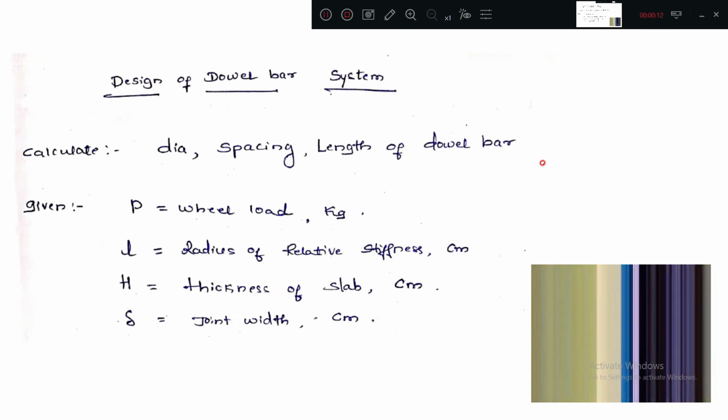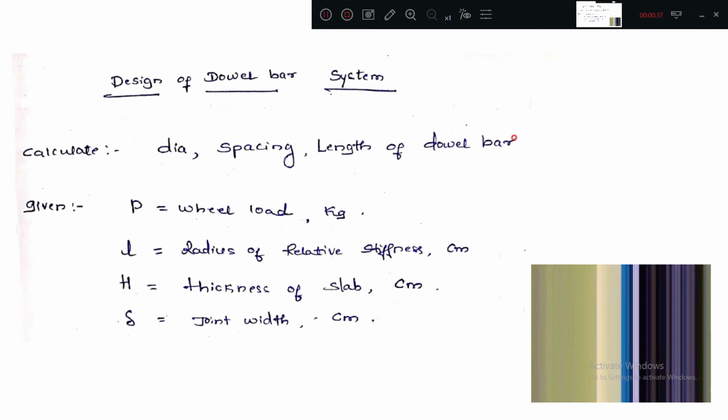Dowel bar system design. Okay, there is a panel, there is an expansion joint, you need to do the spacing and how you are going to provide the dowel bars, what should be its dia, what should be its spacing, what is the length of each dowel bar. In the previous videos and previous classes you have seen the cross section of the dowel bar system and how they are inserted.